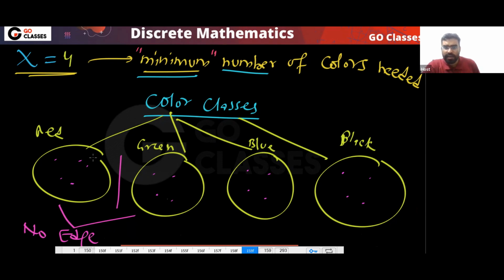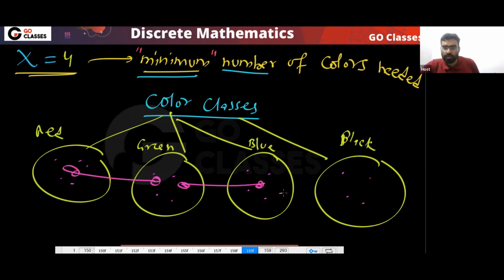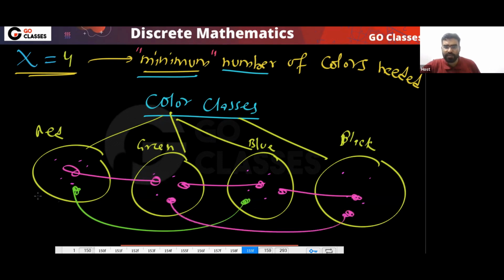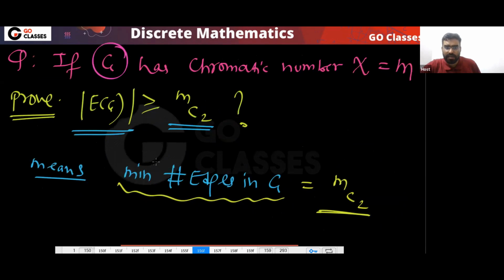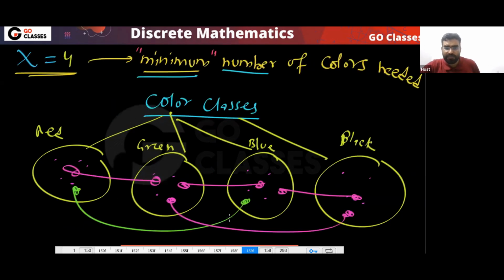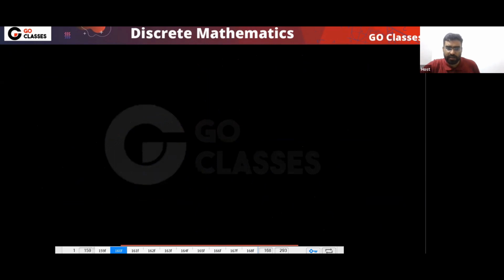So what does it mean? Now tell me the final conclusion. The final conclusion is there is at least one edge between every color class. There should be at least one edge between every color class. I am asking the minimum number of edges between every color class. At least one edge should be there. Agree or not?